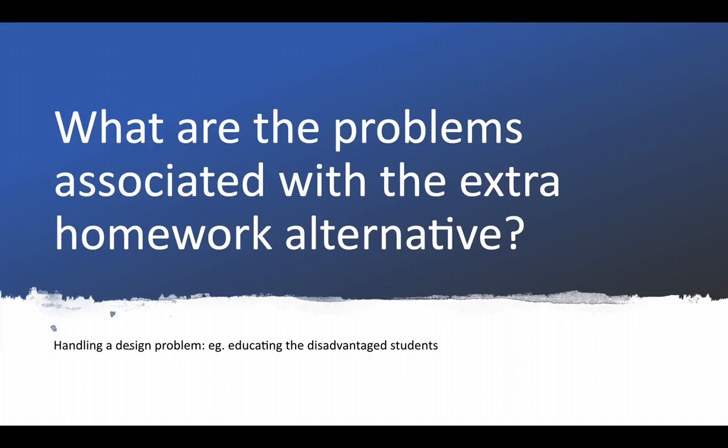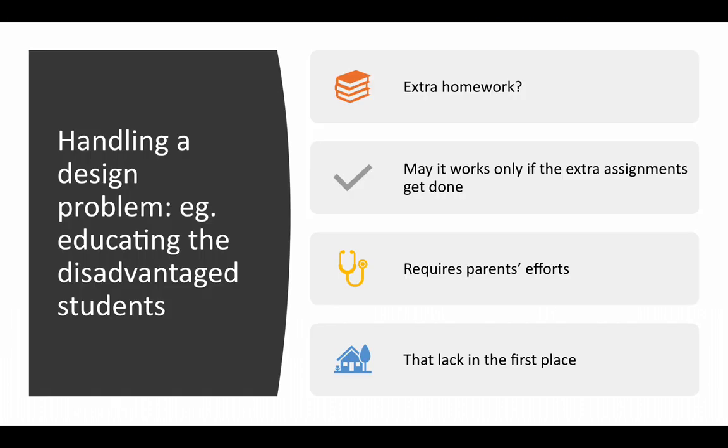But what are the problems associated with the extra homework alternative? These students may need help. It works only if the extra assignments get done, because then you would say they practice more. However, the reality might be that you need a parent's effort. But think about this: they are lagging behind, maybe in the first place because they don't have sufficient time to do their homework, and there's insufficient parental attention paid to their homework, because their family condition may not allow them to prioritize it. They are, for instance, suffering from chronic illness, or poor economic conditions, food and nutrition, water, etc. So extra homework will not help them, but worsen the situation.